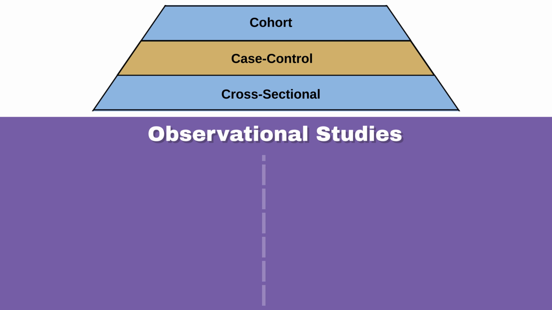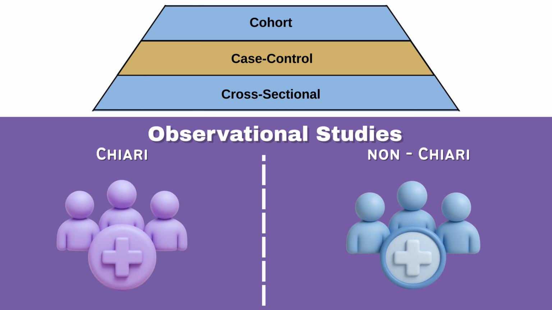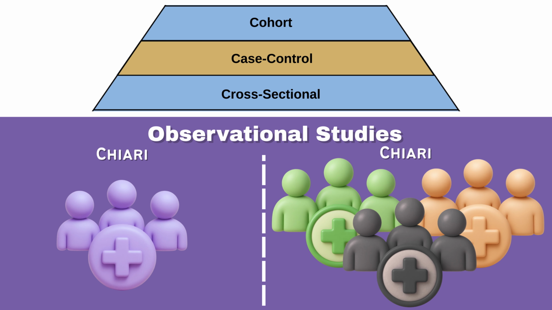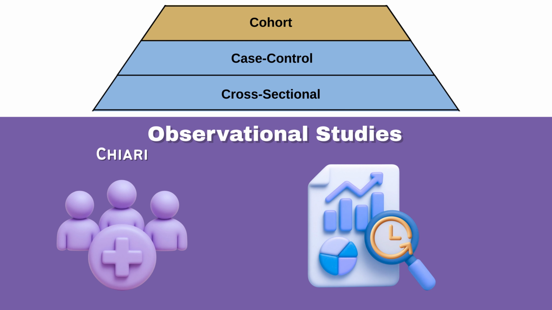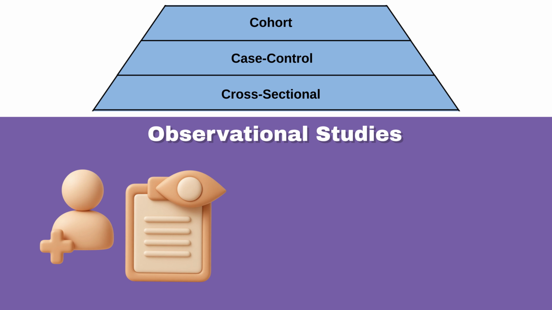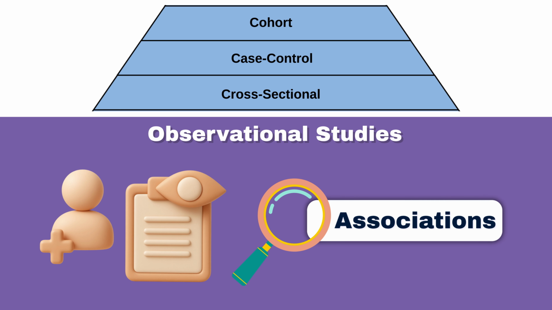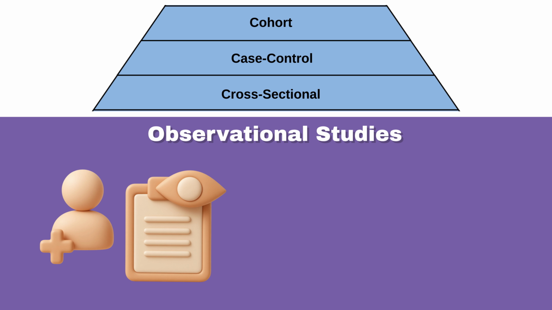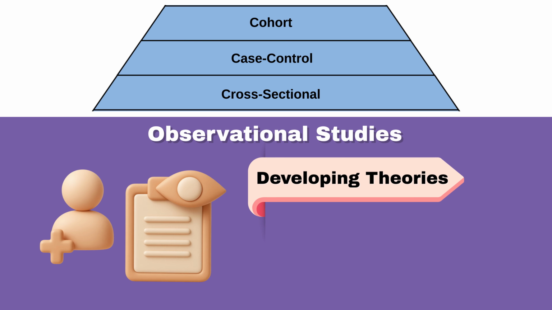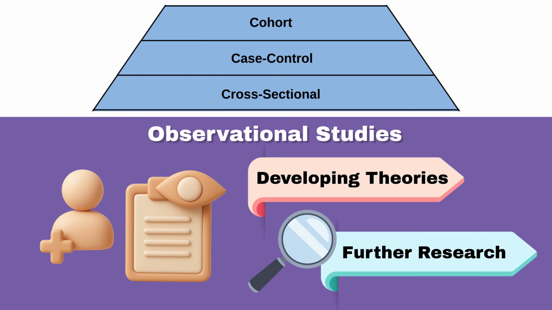Observational studies might also entail comparing Chiari patients to non-Chiari people, comparing different types of Chiari patients, or following Chiari patients over time. These types of studies are very useful for identifying associations, but generally can't be used to prove causation. However, well-designed observational studies have a definite role to play in developing theories and identifying areas for further research.